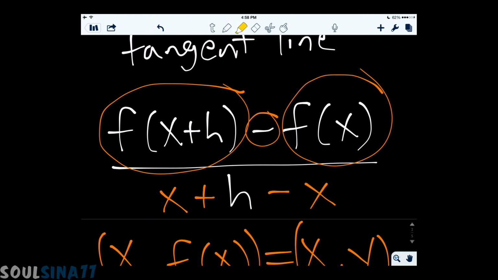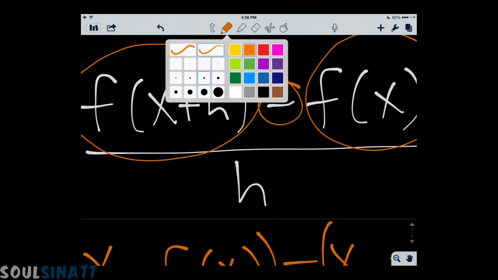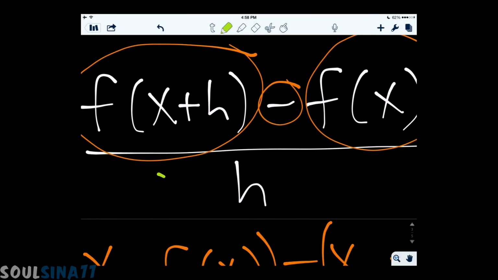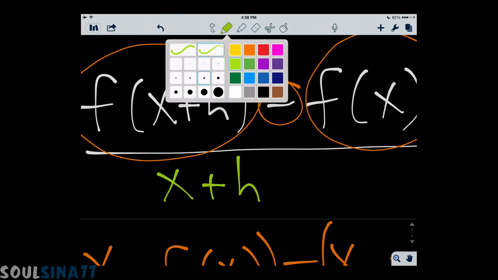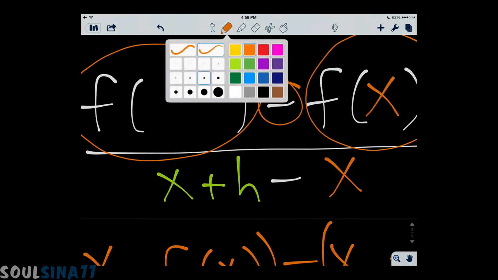And I want you guys to notice this, okay? Let me actually color code this. This might simplify this in a much better manner. So x plus h minus, and then we'll do this in orange, x. And now I'll just take this out and this out so you guys can see this, because this really helps to clarify this problem.